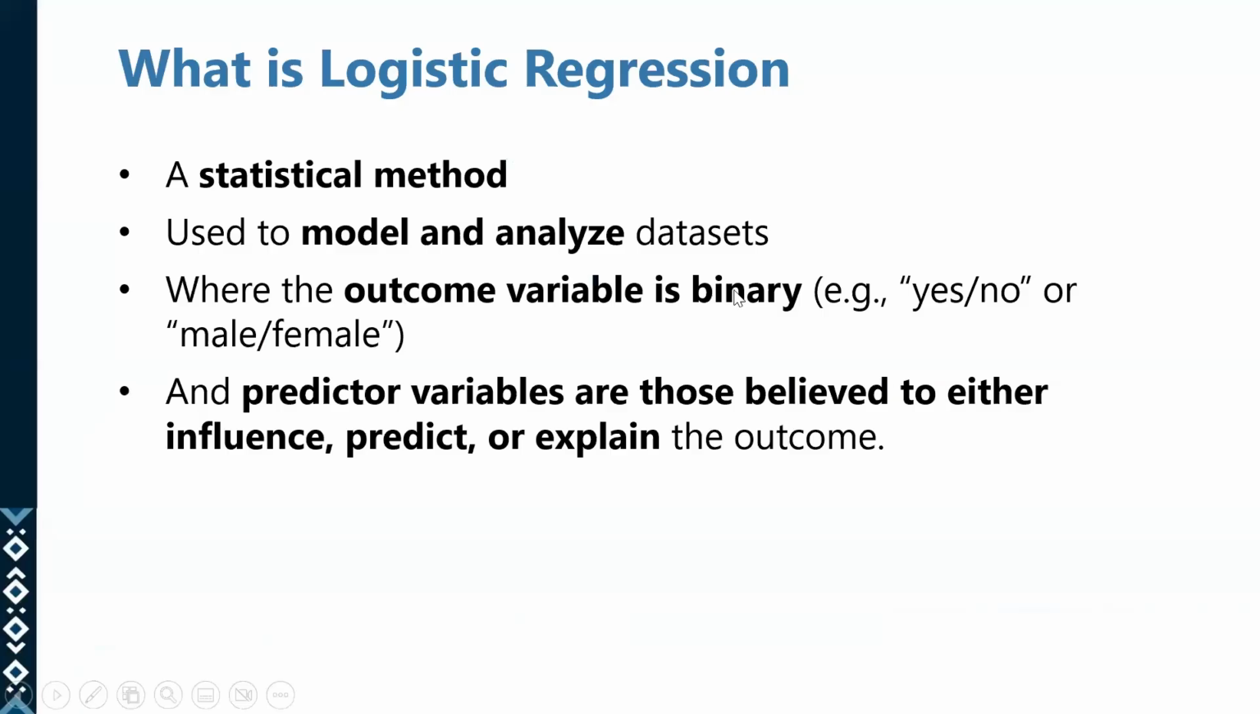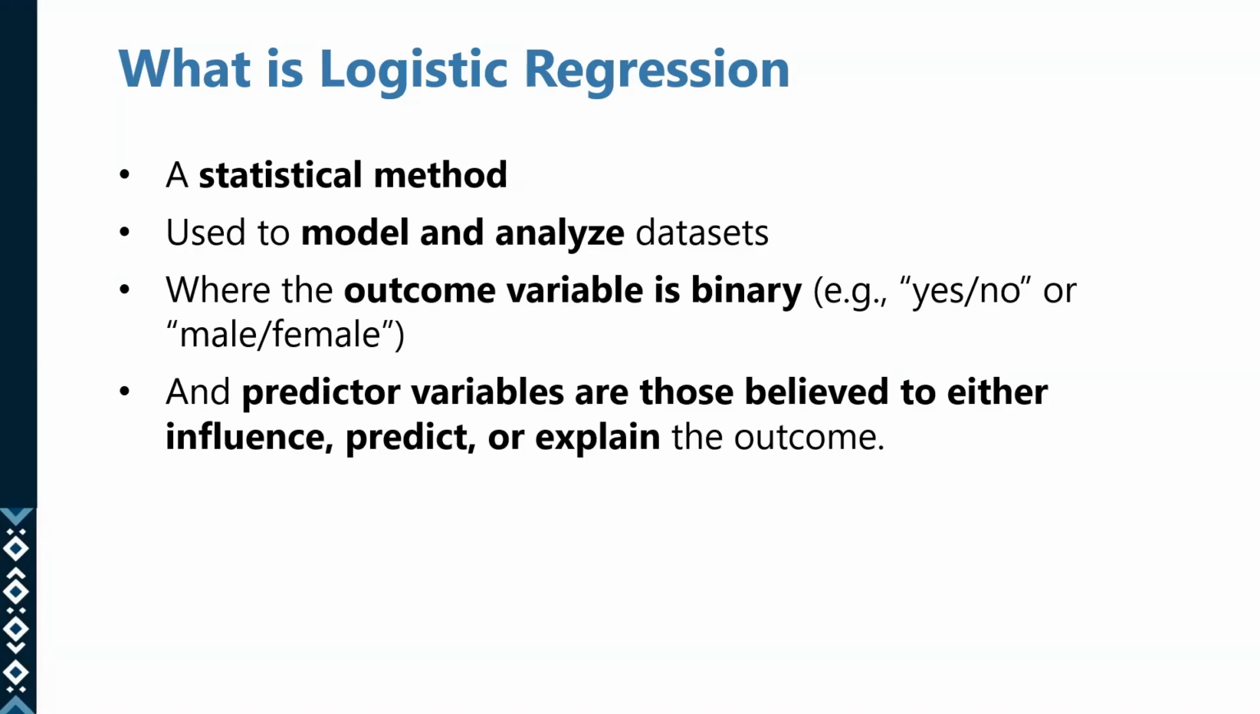So, what is logistic regression? Logistic regression is basically a statistical method that is used to model and analyze data sets. The peculiarity about logistic regression is that the outcome variable being analyzed is usually a binary one. So you're analyzing whether something is yes or no, or male or female, or in terms of disease outcomes, whether someone has a disease or not. So that is the peculiarity of logistic regression.